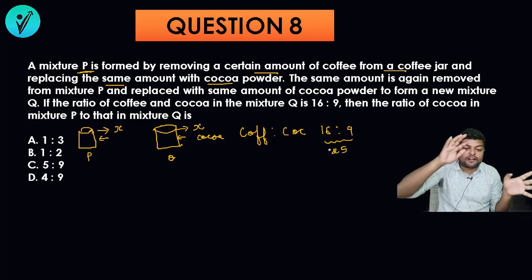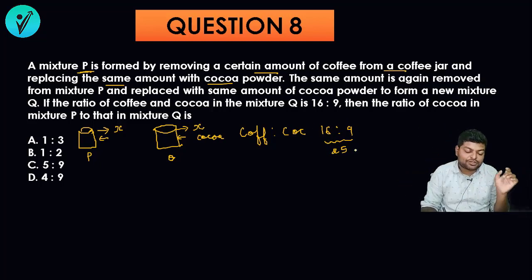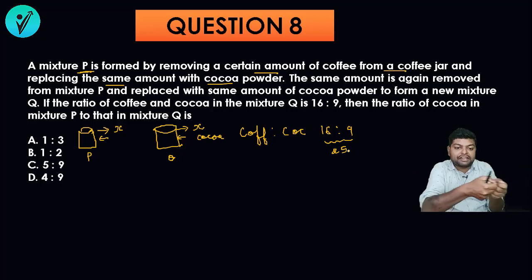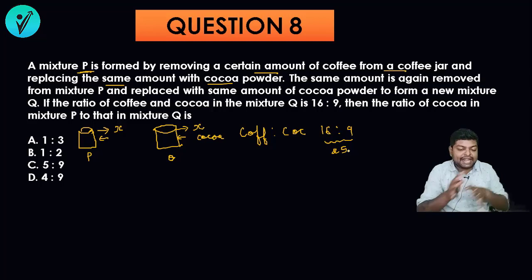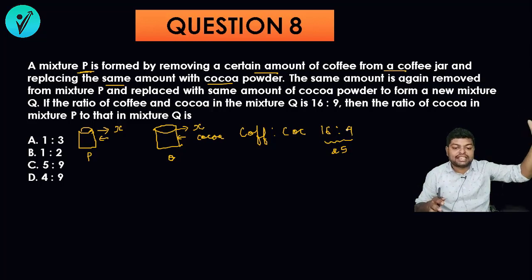Okay, the pure coffee that we had initially would be a total of 25 parts. How come? Because whatever quantity we are taking out, the same quantity we are replacing also. So at the end of the process, if I have 16 parts of this and 9 parts of this, it means that initially when we were starting the process, I had 25 parts of coffee.